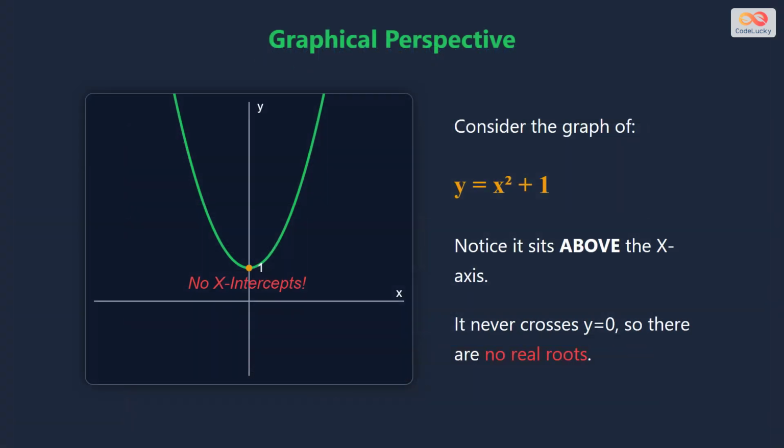We can also see this on a graph. Consider the function y equals x squared plus 1. This is a parabola shifted upwards by 1 unit. Notice how the entire curve sits above the x-axis. It never crosses the line y equals 0. Since there are no x-intercepts, there are no real roots, and therefore, no real factors.